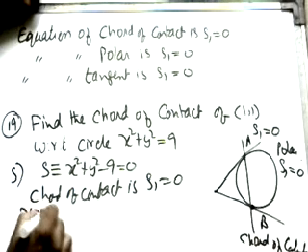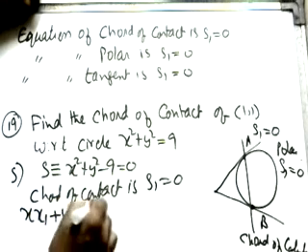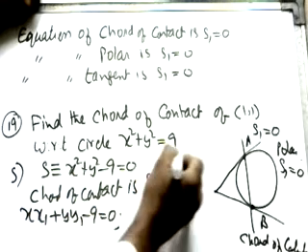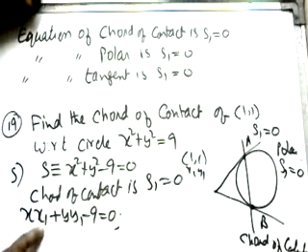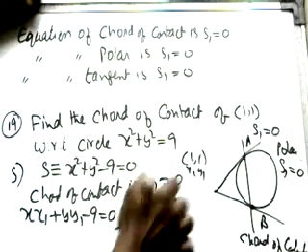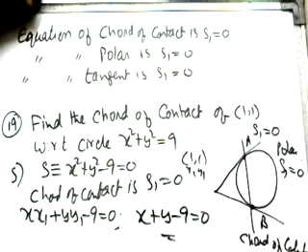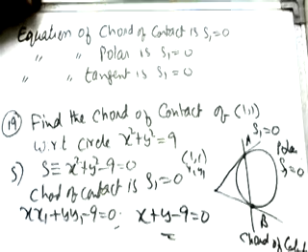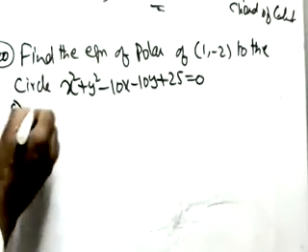What will be S1? In place of x square, we must write xx1. In place of y square, we must write yy1, minus 9 equals 0. So what is the point here? 1 comma 1. This is x1, y1. x1 is 1, 1 into x is x. y1 is 1, 1 into y is y, minus 9 equals 0. So this is the equation of chord of contact. Let me do one more question here.